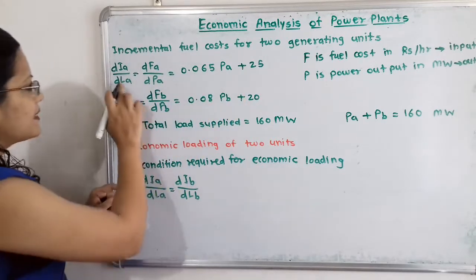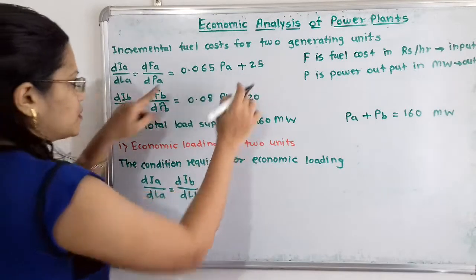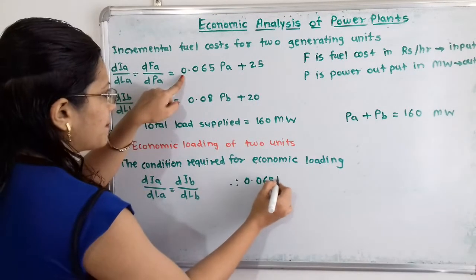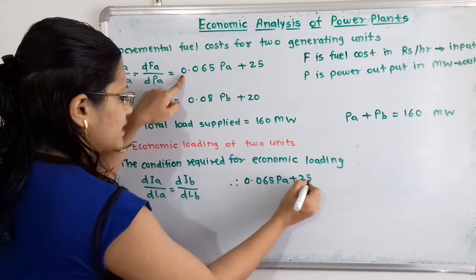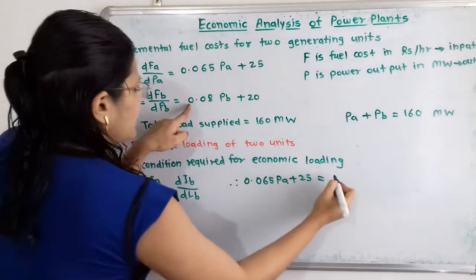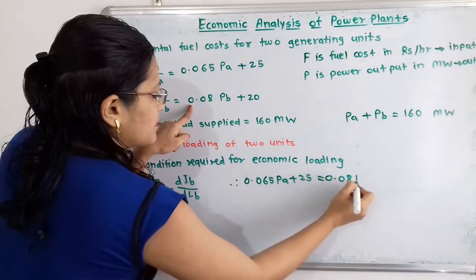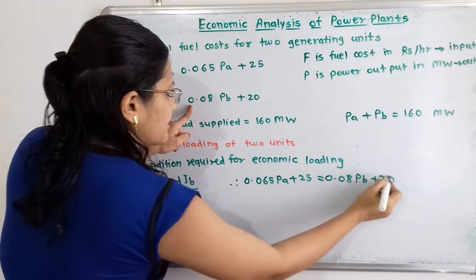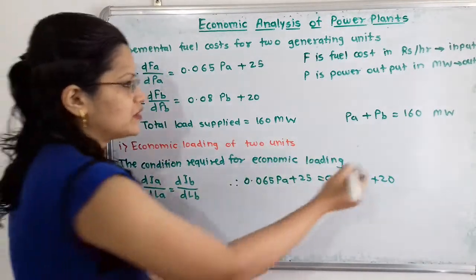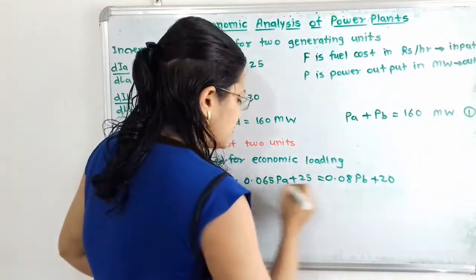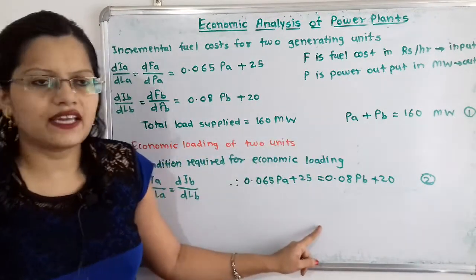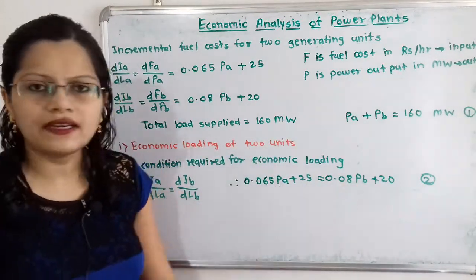So dIA by dLA is nothing but this equation. Therefore, I will write 0.065 PA plus 25 is equal to dIB by dLB, that is 0.08 PB plus 20. So we get here two equations in terms of PA and PB. This is equation number 1 and here is equation number 2. Now we will solve these two equations and then we will get the values of PA and PB.